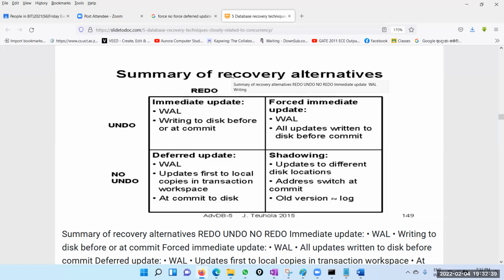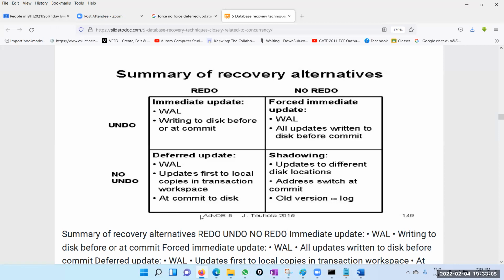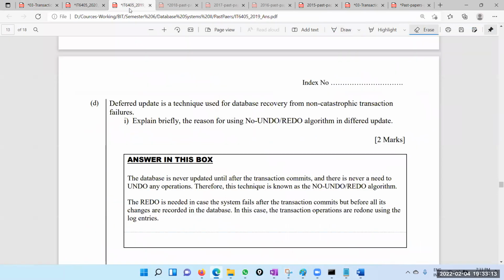So anyway, I will add this diagram also to your notes. Then it will be less confusing. It should be much more clear to you now. Deferred update means no undo. You have to memorize this table. So now we know that it is a no undo redo situation, because the question says it is a no undo redo situation, we know that.